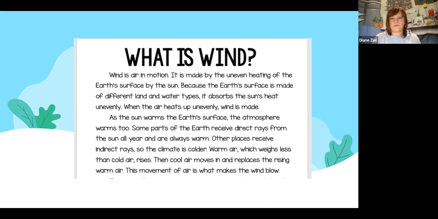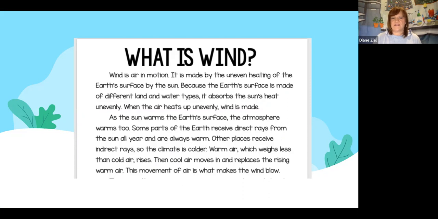As the sun warms the Earth's surface, the atmosphere warms too. Some parts of the Earth receive direct rays from the sun all year and are always warm. Other places receive indirect rays, so the climate is colder. These are some concepts about weather and climate that we talked about last week.